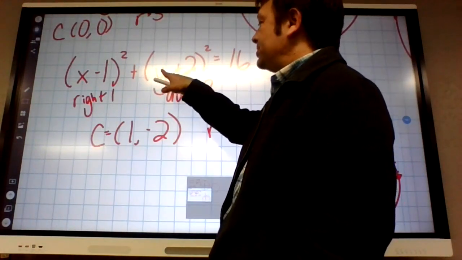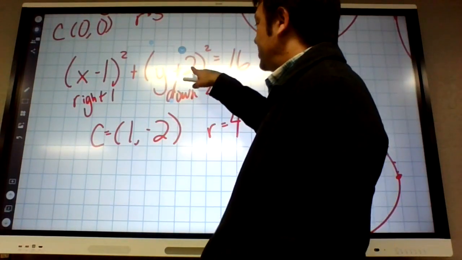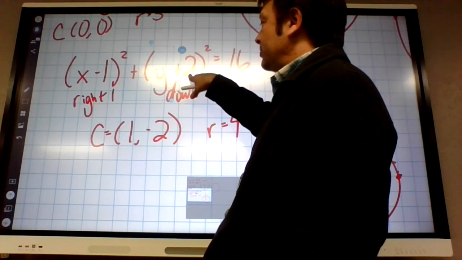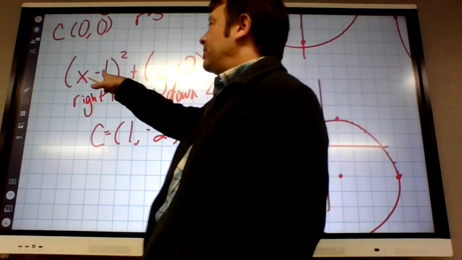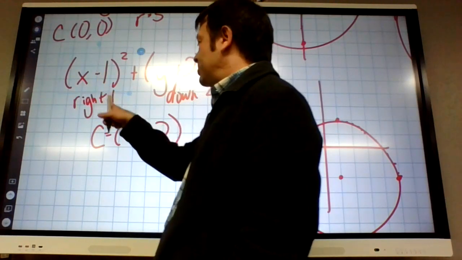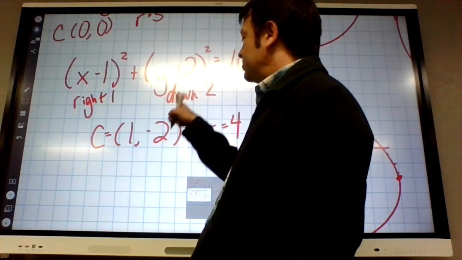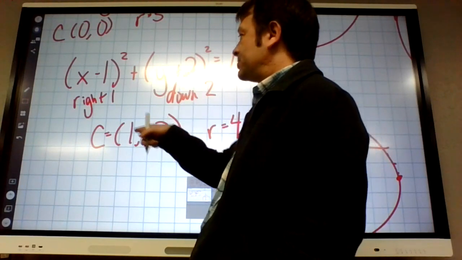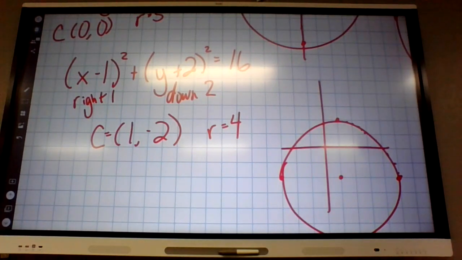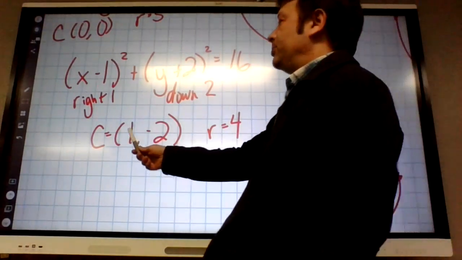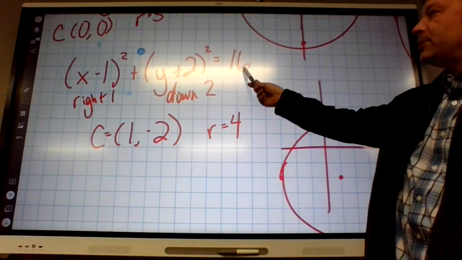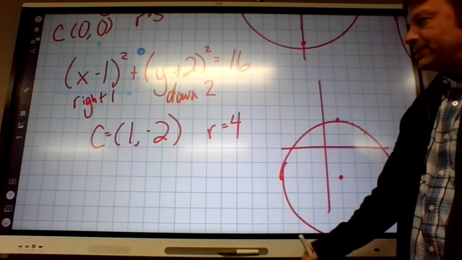Y is up and down, but it kind of does the opposite of what it says. So instead of going up 2 here, it goes down 2. Instead of going left 1, this goes right 1. Do you see the pattern? It's minus 1, positive 1, plus 2, negative 2. They're just opposites. The coordinates for the center are the opposite of these values, and the radius is the square root of that. Okie dokie.